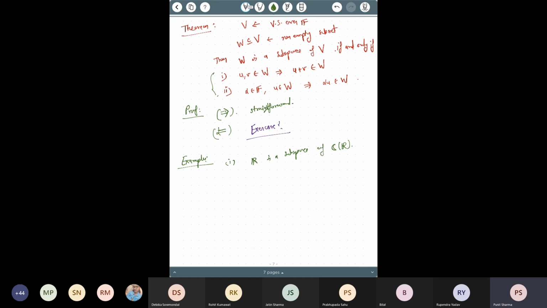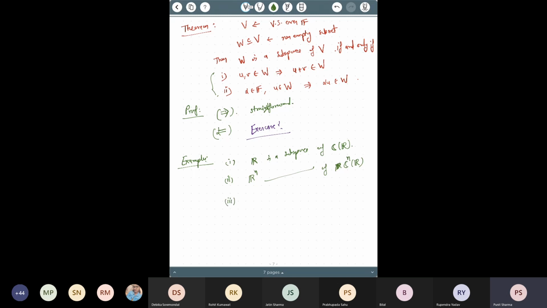Similarly, if you look at the set containing only the zero element of the vector space, then this is also a vector space. These are the two trivial subspaces. One is the zero space, that means a set containing only the zero vector, and the vector space itself. By definition, they are subspaces of the vector space, and they are called the trivial subspaces. And I'm giving you examples of some non-trivial subspaces. Similarly, you can see Rn is a subspace of Cn over R.